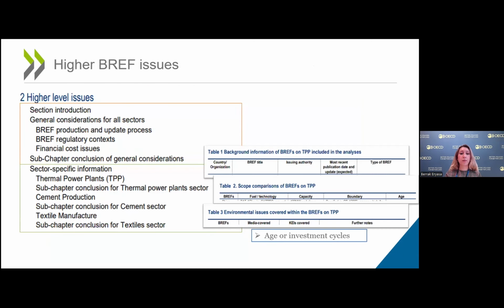One of the main segments that I mentioned in the previous slide was the higher BREF level issues. So in this, as this report preceded the activity 7, we decided to collect information on BREF production update processes across these countries, as well as the regulatory context, and if there are financial cost issues associated with the BATs reported within the BREF documents. Then we went into sector-specific information for the sectors chosen.